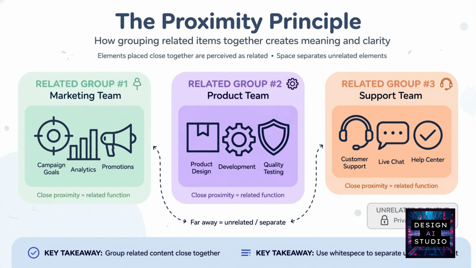Proximity is about grouping related elements together. Items that belong together should be placed close to each other. Unrelated elements should be spaced apart. This helps viewers quickly understand the structure of your design.